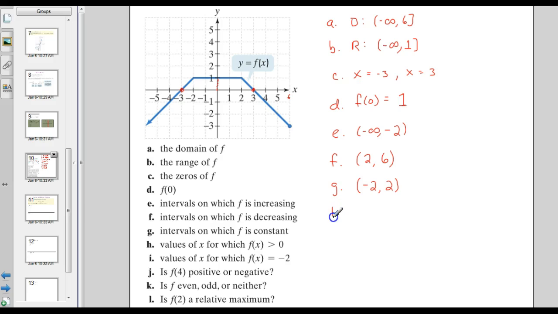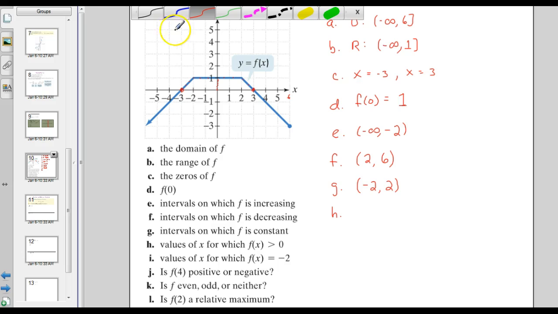Alright, H. Values of x for which the y-coordinate is positive. These were our two zeros, -3 and +3. And if you see, in between those two we have to go up to hit the graph. So that means f of x is positive. It's the y-coordinates for all these points in here that I'm putting dots on. The y-coordinates for all those points are positive.